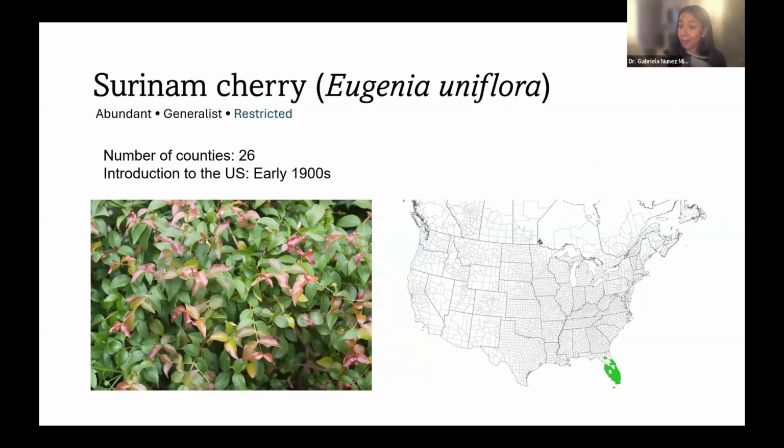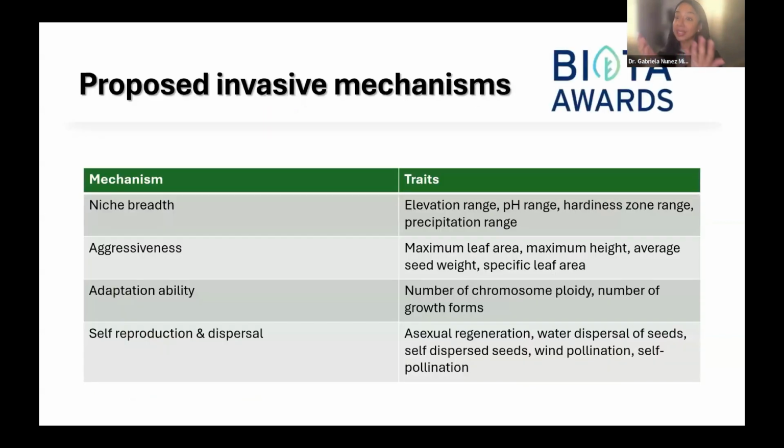It's found in about 26 counties, at least at the moment that I got this information. And it was introduced in the early 1900s. So it's had quite a bit of time to grow its invasive range and spread across the continent, and yet it hasn't. So that really made us think, can we find the reasons why some of these invaders are more successful than others in these different dimensions?